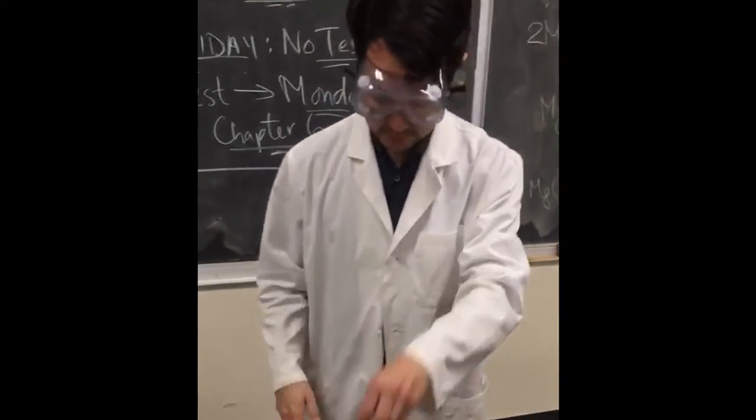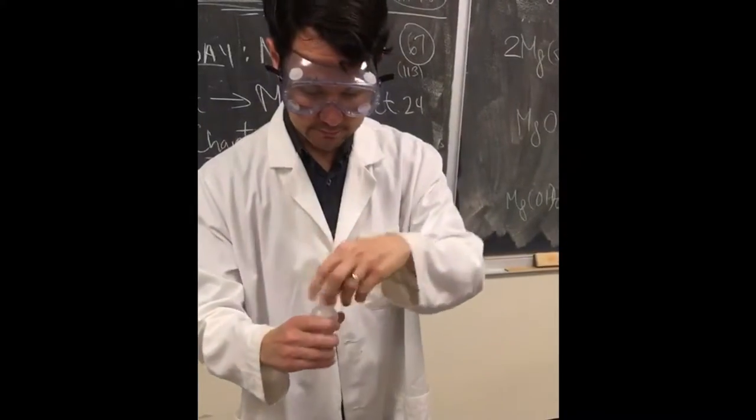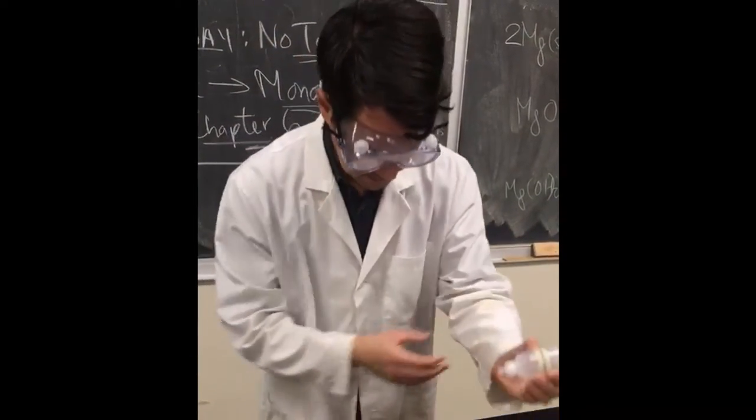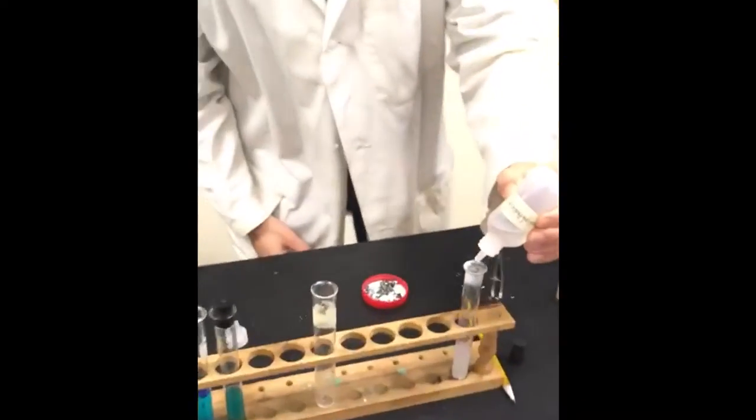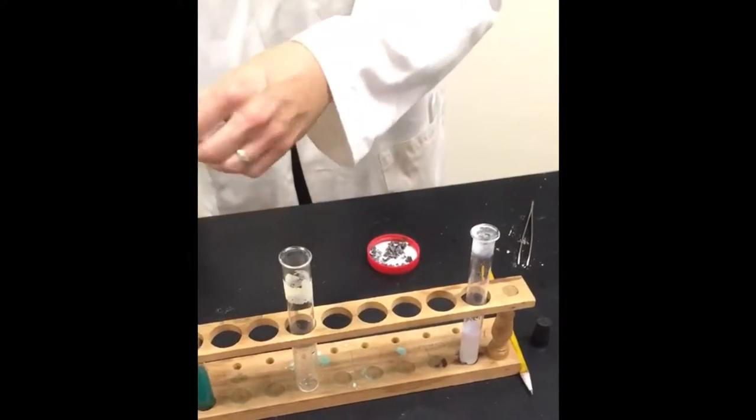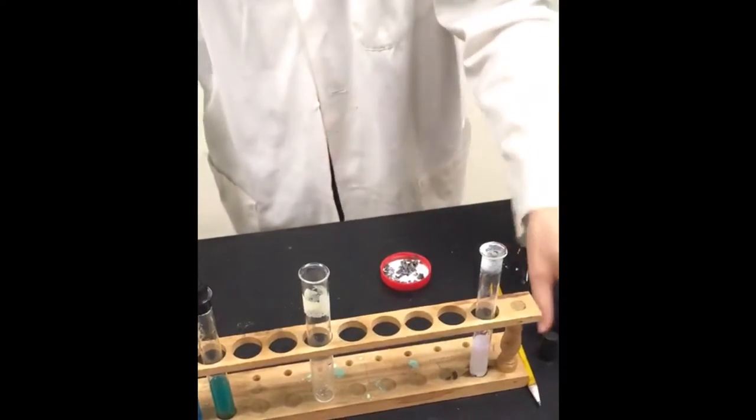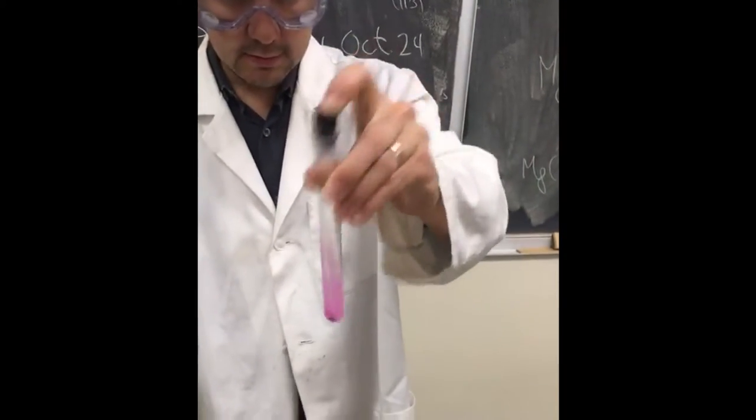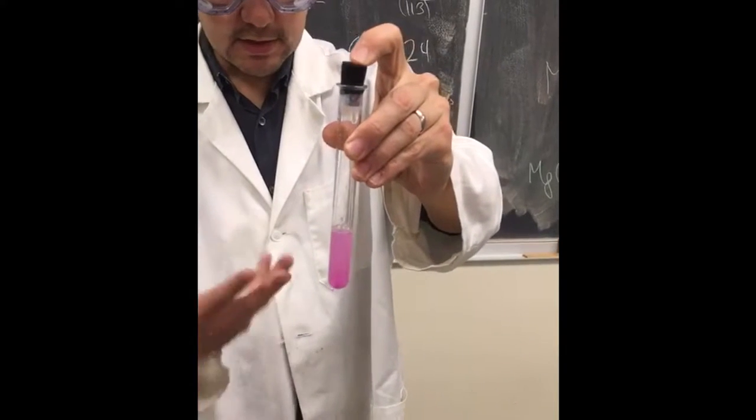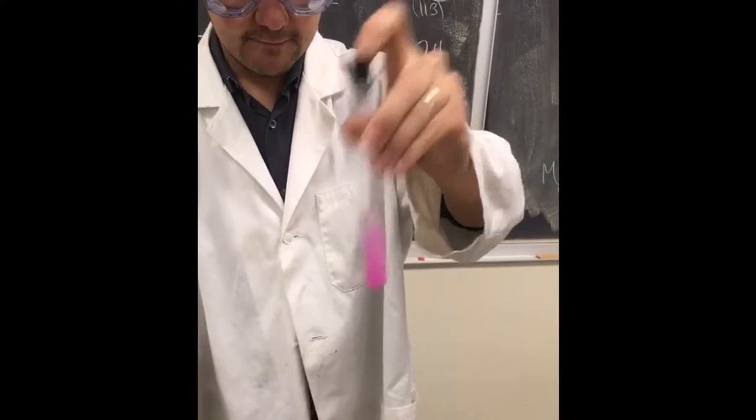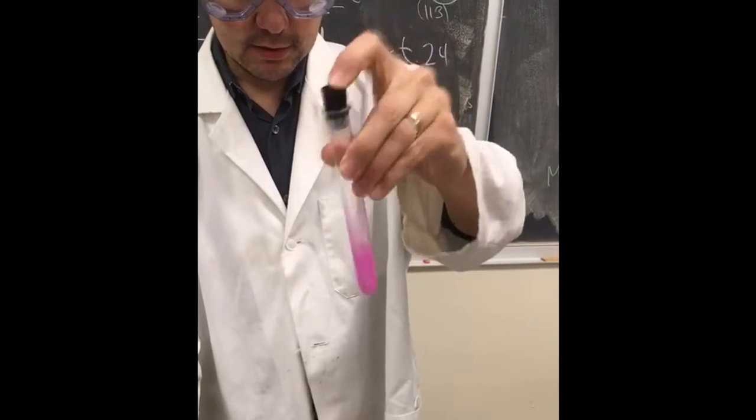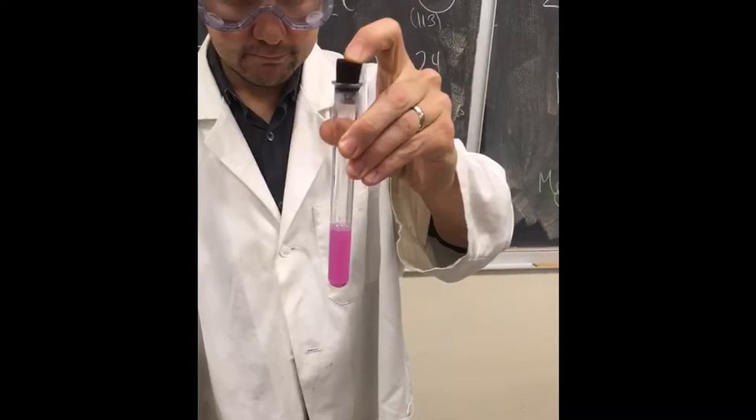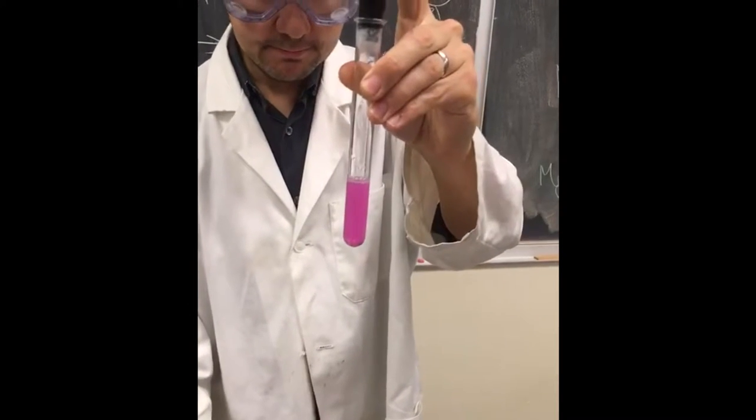So we'll take some phenolphthalein, which is an indicator, to see if it's acidic or basic. A little shake and you can see it's turning pink. So that's the magnesium hydroxide reacting with the phenolphthalein, making a pink color. So that is reaction B.